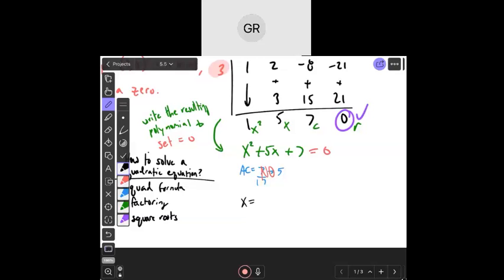All right, so using the quadratic formula: negative b plus or minus the square root of b squared minus 4 times a times c, all over 2 times a. So if you need to write down this quadratic formula for yourself again, then you should do that. Notice that I'm not doing it.